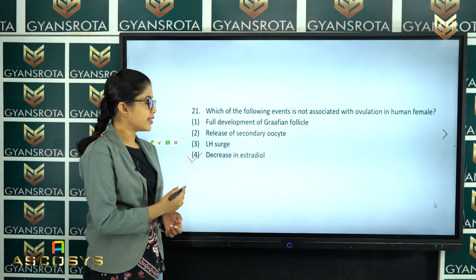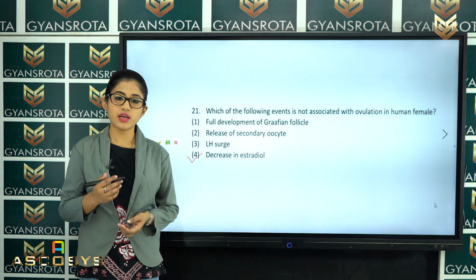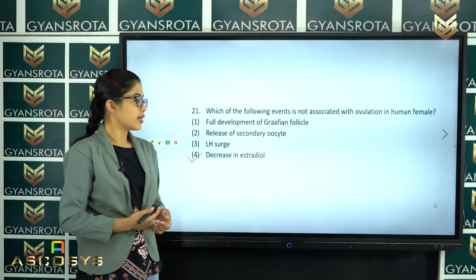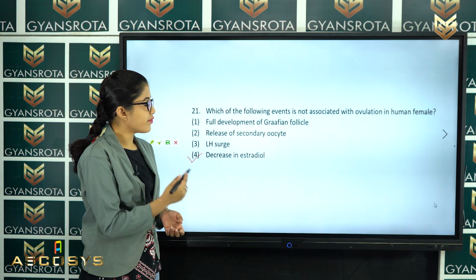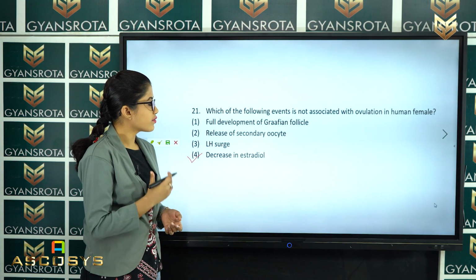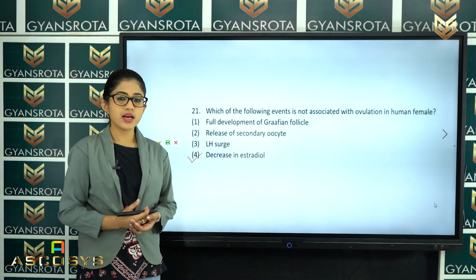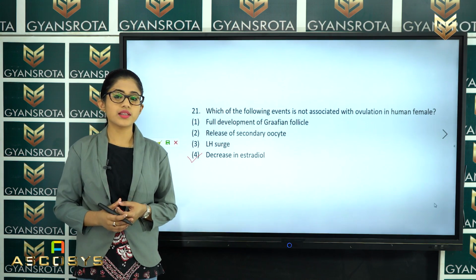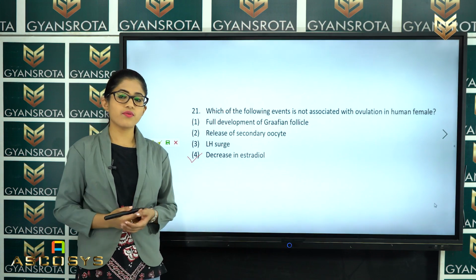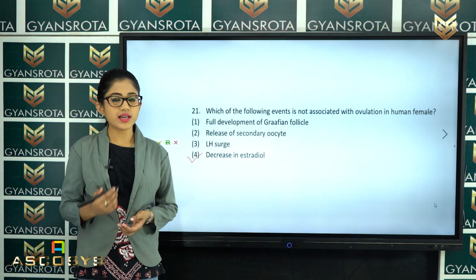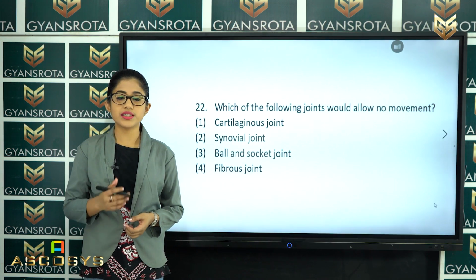That means decrease in estradiol is not associated with ovulation in human female, whereas the first, second and third, that is the full development of the Graafian follicle, then the release of secondary oocyte and the luteinizing hormone surge, these are all associated with ovulation in the human female. So, option number 4 is the correct answer. Now, let us see the next question. Now, the next question is question number 22.